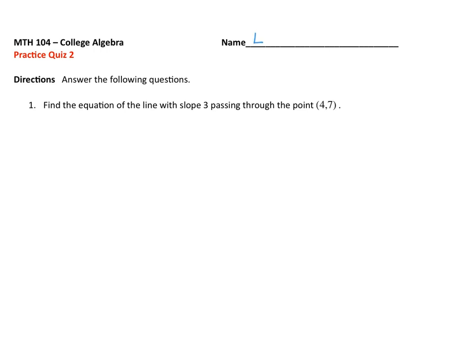Let's go over a couple of practice problems for quiz 2. For question 1, we'd like to find the equation of a line with slope 3 that passes through the point (4, 7). You can use two different equations of the line to solve this. I'm going to use y = mx + b.